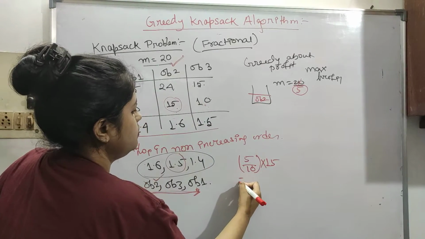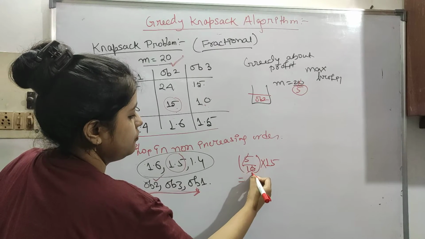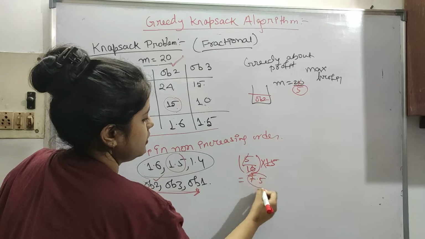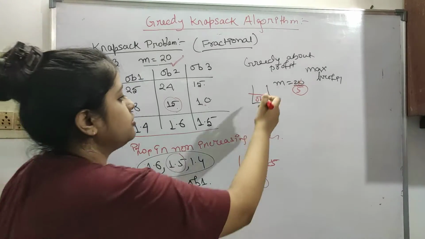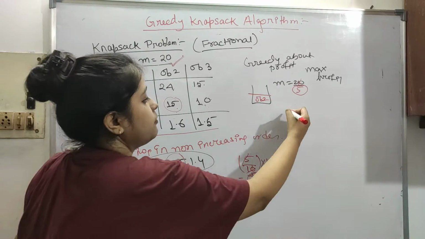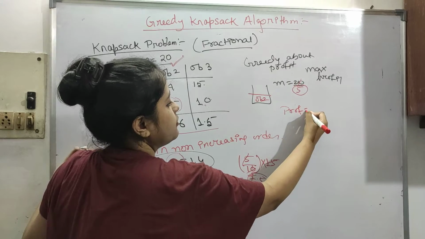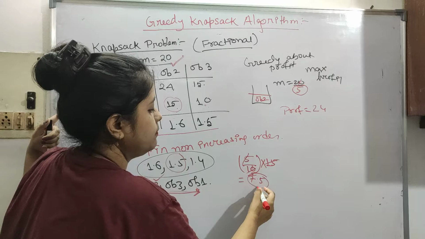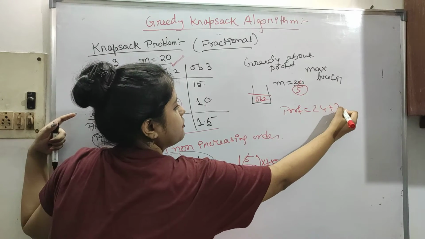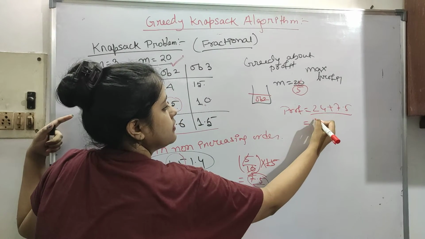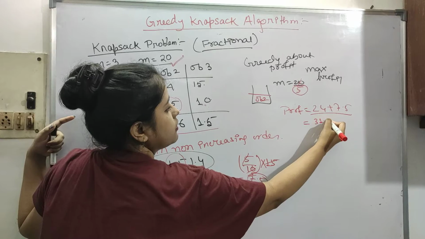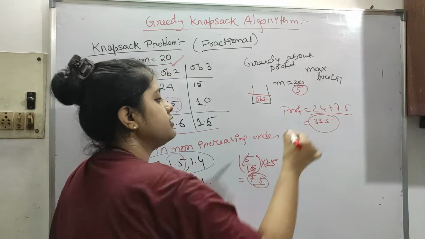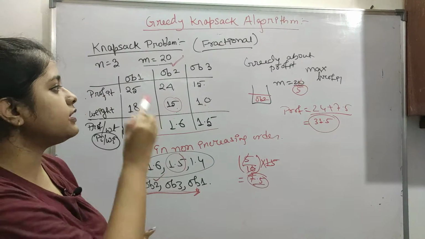Let's just put it here. Okay, so sorry, profit we have to calculate. The profit of the previous one was 24 and now profit is 7.5. Like this, so this is our profit. This is the highest profit we can get from this algorithm.